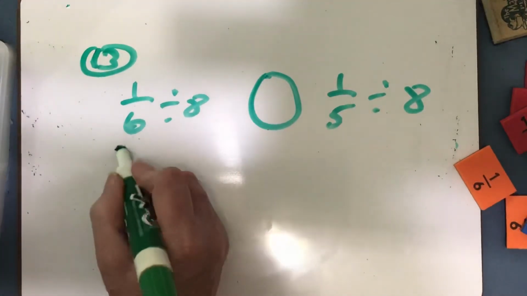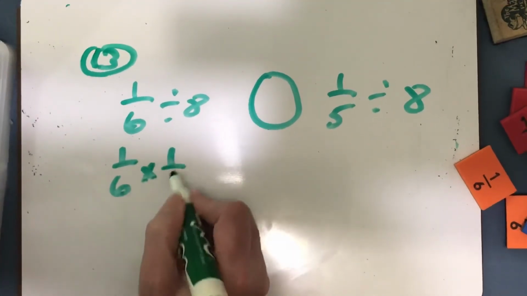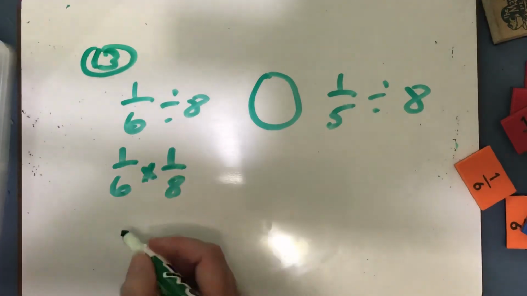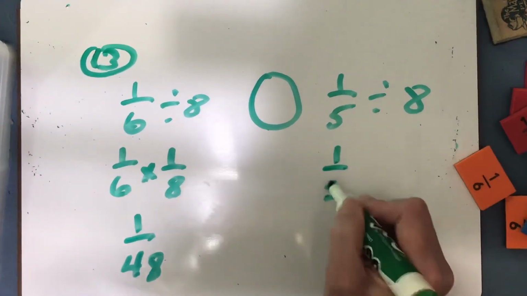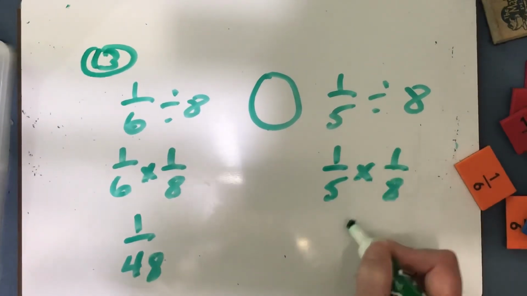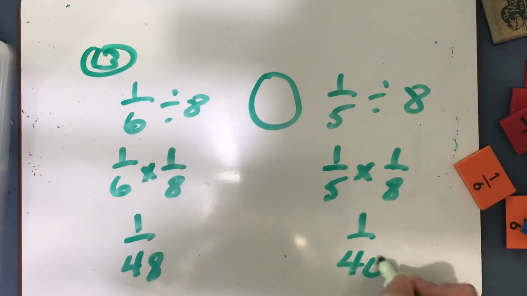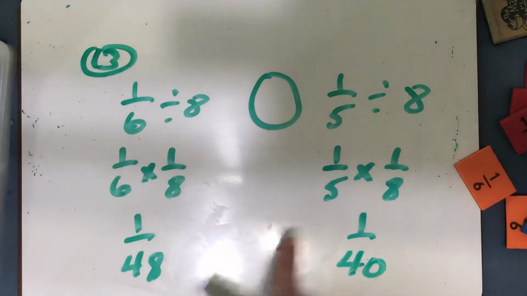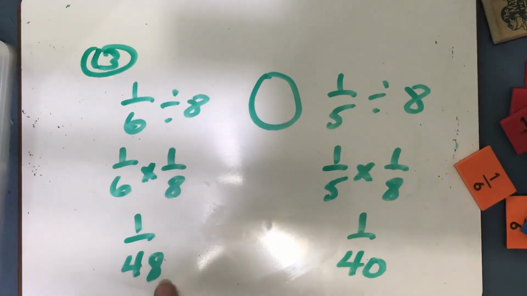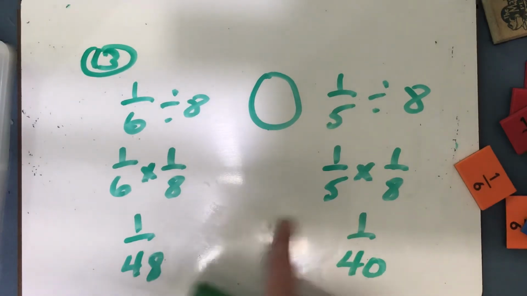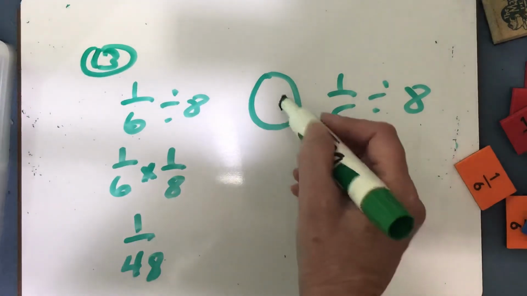All right, so I'll have 1/6 times 1/8, because I multiply by the reciprocal of the divisor. So that equals 1/48. And over here, I'll have 1/5 times 1/8, which equals 1/40. Okay, both of them are unit fractions, so I can look at my denominator. And I know that 40ths are larger than 48ths, because the larger the denominator, the smaller the pieces. Okay, and since we have 1 of each, 1/40 is going to be larger than 1/48.